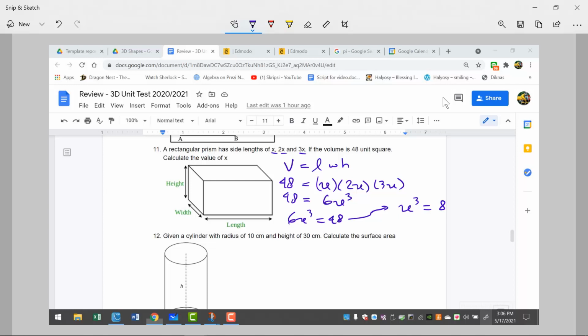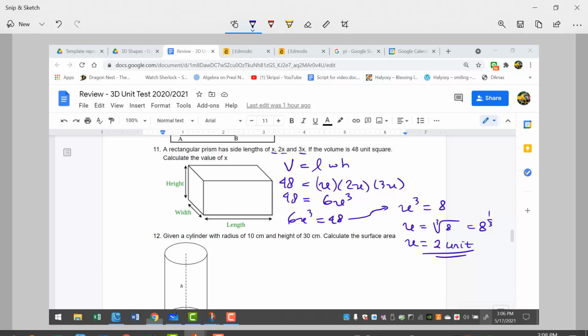And then you do the same thing like number 10, right? Oh yeah, so x is equal to the cube root of 8, or you can write it down like this in your calculator, and you will get 2. And units, because it doesn't have any unit like centimeter, just write down 2 units. There you go. That is the value of x.